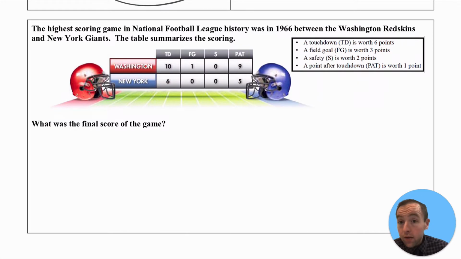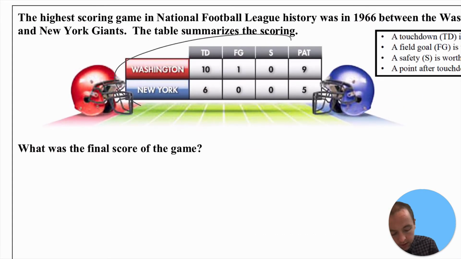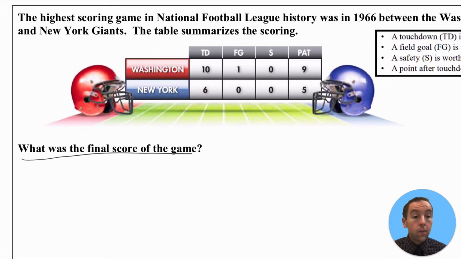So here we have the highest scoring game ever, at least at this point in NFL history, which happened between the Washington Redskins, that was the name of the team at the time, and the New York Giants back in 1966. You can see the different types of scoring that the teams had during the game and the frequency of those. TD stands for touchdown, and then field goal, safety, and the PAT is the point after touchdown, which people commonly refer to as the extra point. We're going to try to come up with a final score of the game, and I'm going to show you how we can do that using matrix multiplication.